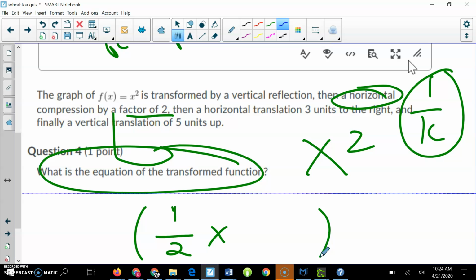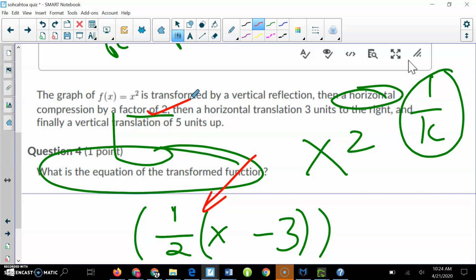Then a horizontal translation of 3 units to the right. So I'm going 3 to the right, so I put a minus 3 there. But I must have a second pair of brackets like this. Here's your horizontal compression of 1/2, and I move 3 to the right, but there must be a bracket between the two, otherwise it's not factored properly, and that's not right. So that's good.